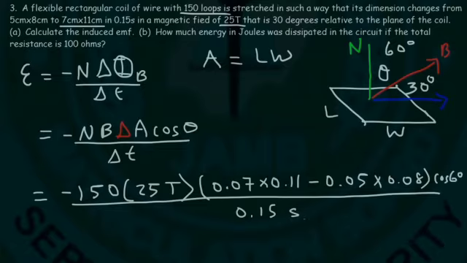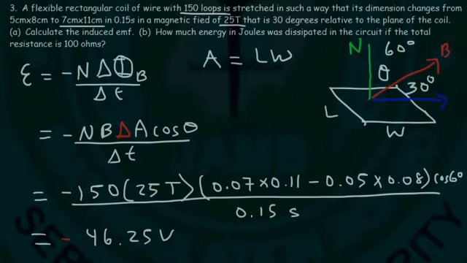So let's calculate the change in area first. 0.07 times 0.11 minus 0.05 times 0.08. That's 0.0037, or 3.7 times 10 to the minus 3. Next, multiply that by cosine 60, and then times 150, and times 25. So that's 6.9375, and divided by 0.15 seconds. Your final answer should be negative 46.25 volts. So that's the answer to part A. That is the induced EMF.